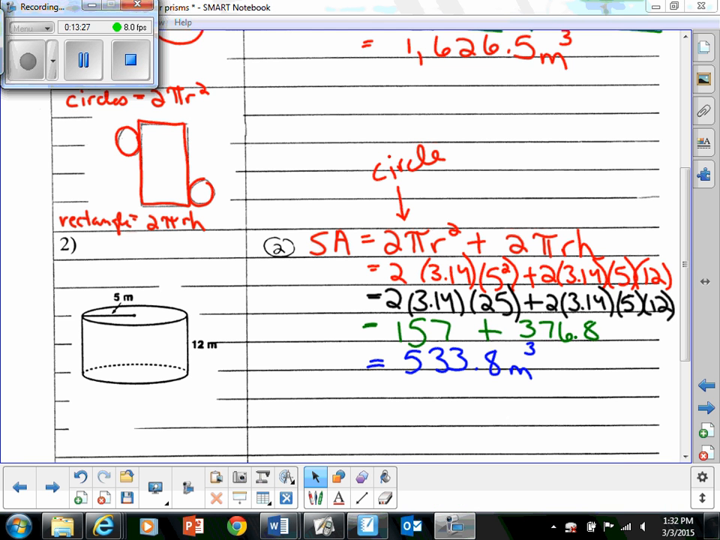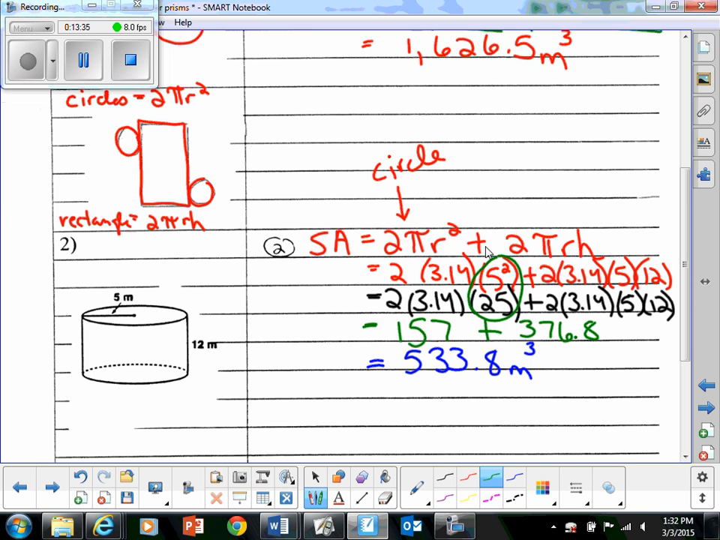All right, so here you can see I've done all my calculations. Notice in this step right here, all I did was the 5 squared. You always want to do the squared first, just like PEMDAS says. You do exponents, parentheses, all that before you do multiplication. So I've got 157 plus 376.8, which adds up to be 533.8 meters cubed. Give yourself a pat on the back if you remembered to put meters cubed on that one.